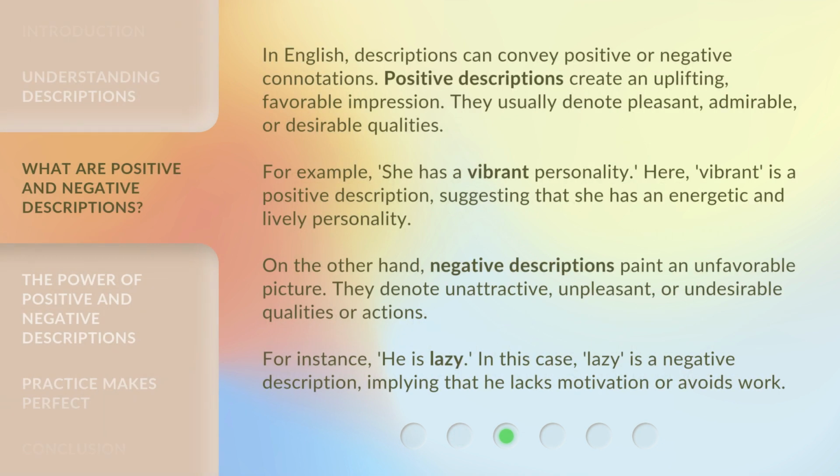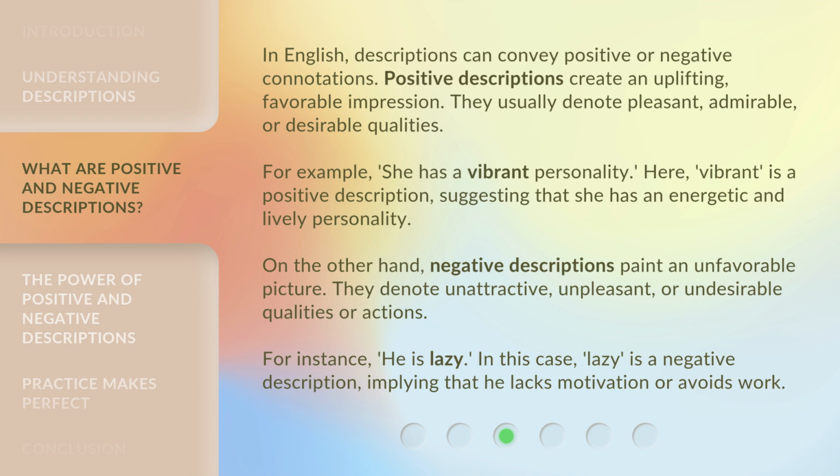In English, descriptions can convey positive or negative connotations. Positive descriptions create an uplifting, favorable impression. They usually denote pleasant, admirable, or desirable qualities. For example, she has a vibrant personality. Here, vibrant is a positive description, suggesting that she has an energetic and lively personality.